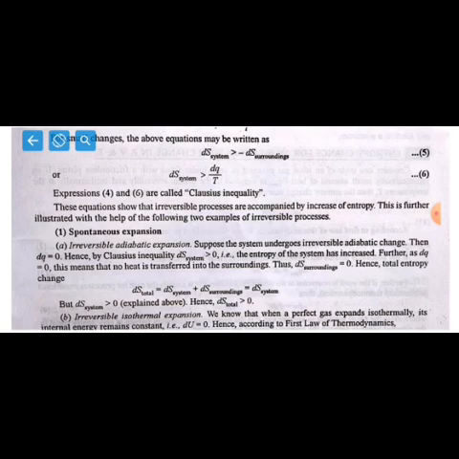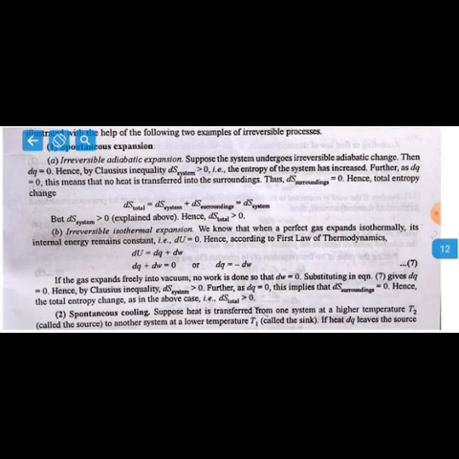This means that no heat is transferred into the surrounding. Thus, dS surrounding is equal to 0. Hence, total entropy change dS total is equal to dS system plus dS surrounding, which is equal to dS system. But dS system is greater than 0 as explained, hence dS total is greater than 0. Second is the irreversible isothermal expansion.